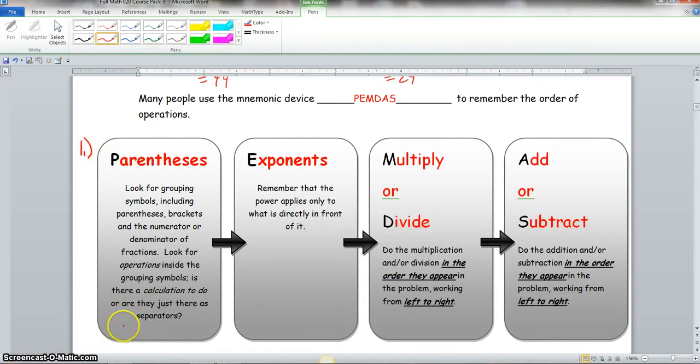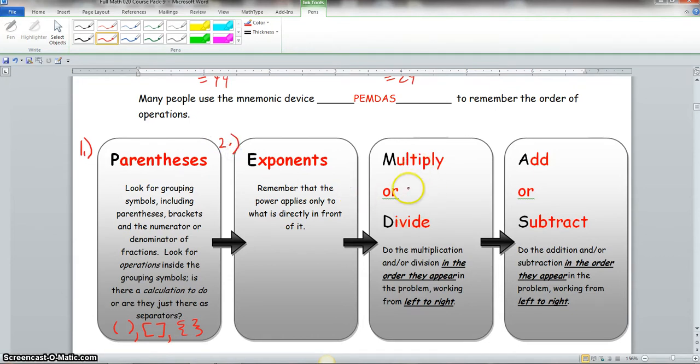Now, there are different types of parentheses, which I will list down here. You have your regular parentheses, you have your brackets, and you also have your braces. These are the different types of parentheses you will encounter. Now we come to the exponents. We already saw the exponents. That's basically powers. So that would be your second step.